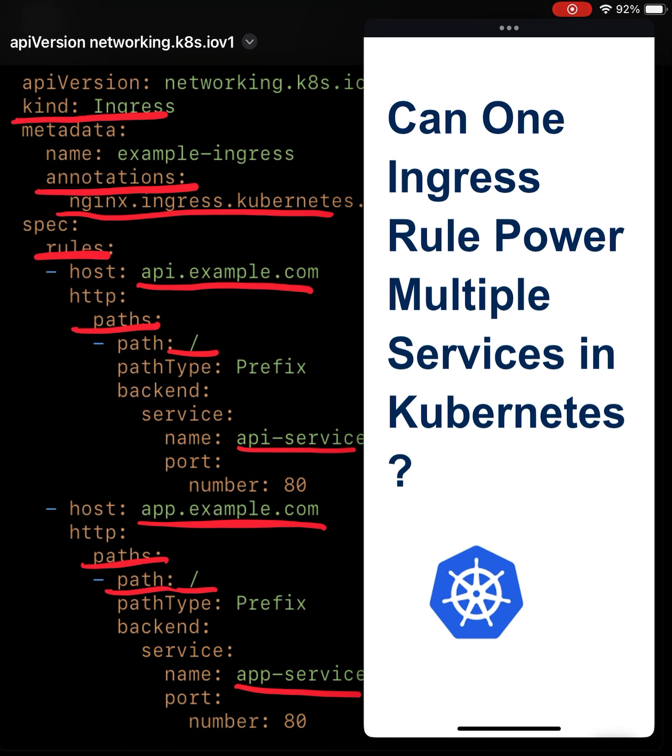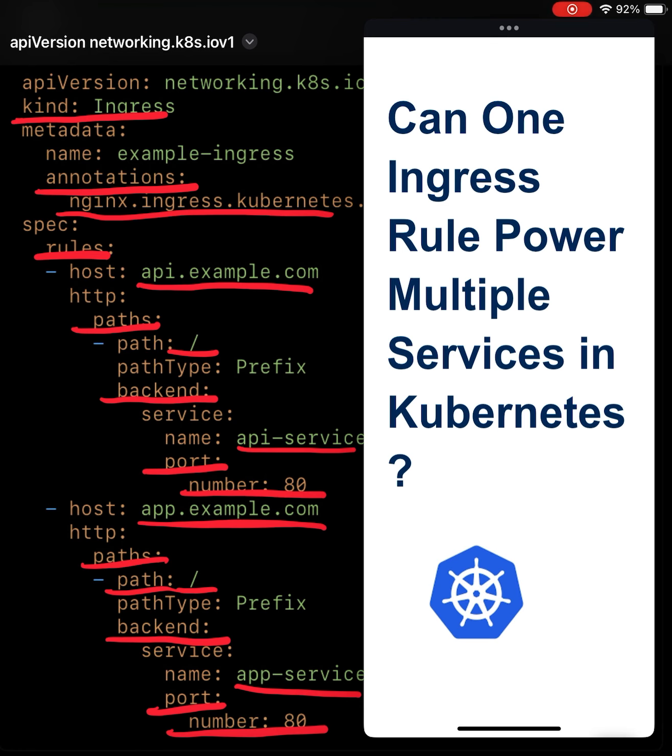4. Backend services. The backend services are the actual Kubernetes services that handle requests. API service handles requests for the hostname api.example.com. Application service handles requests for the hostname app.example.com. 5. Port specification. The backend services are listening on specific ports, e.g., port 80. The Ingress ensures requests are routed to these ports on the appropriate services.